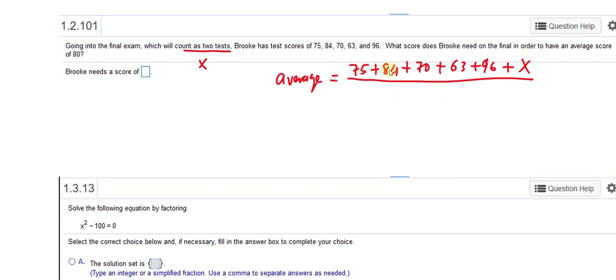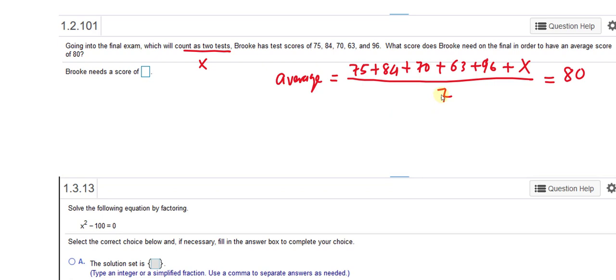We have 1, 2, 3, 4, 5. But don't forget that we count the final exam as 2 tests. So the x here should be 2 tests. So 2, 3, 4, 5, 6, 7. So in total we should have 7 tests for the whole class. And you want the average score to be 80. Now you need to solve for x, which is the final exam score.